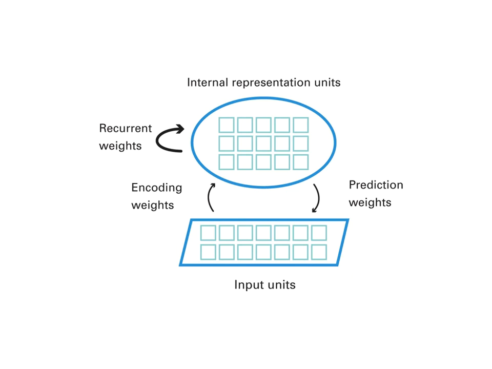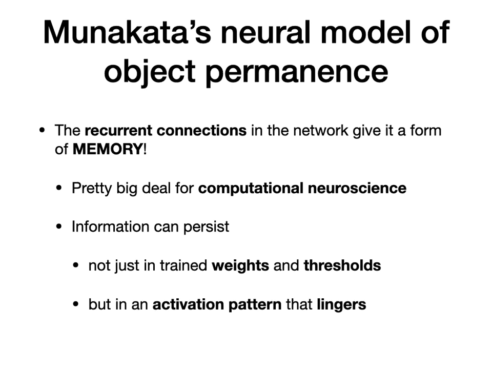So you see here, the input can send information up into this recurrent network and then send it back down to the input for future iterations. Again, you don't have to memorize exactly how all this works. The point is that by reconnecting a network to itself, we give it a sense of memory. That's true of computers. That's true of you, the human. So that's Munakata's neural model of object permanence. The idea is that recurrent connections give the network a form of memory, which is pretty important, right?